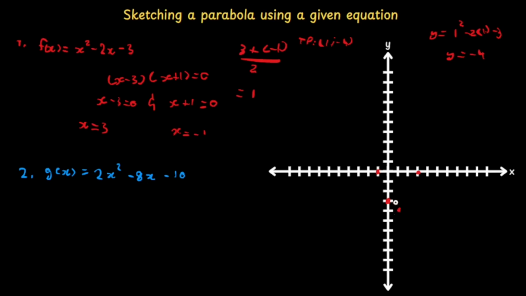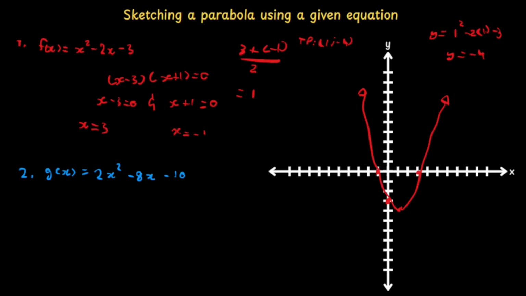And now essentially what I can do is I can just go ahead and join those points, and I have obtained my function for f of x, which is a parabola that has a smiley face shape. So simply by finding the x-intercepts of this function, finding its turning point, and finding its y-intercept, I'm able to sketch the function.